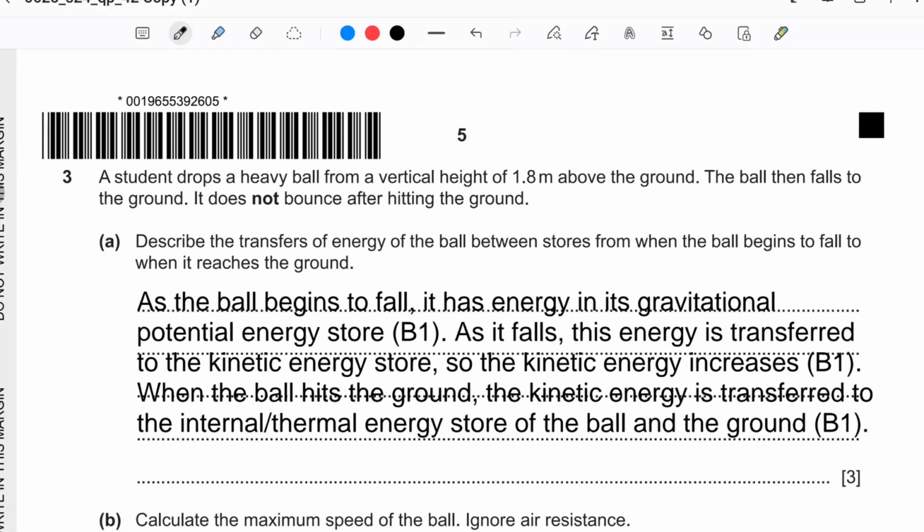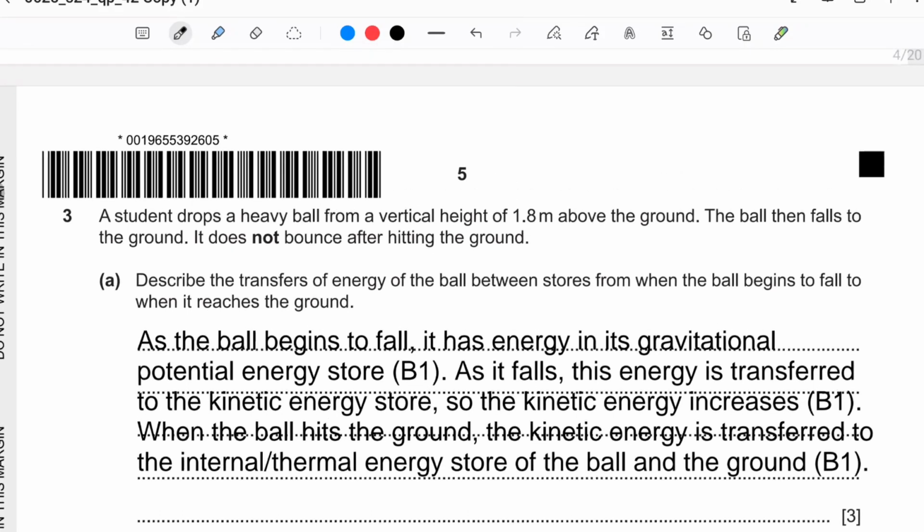The third question. A student drops a heavy ball from a vertical height of 1.8 meters above the ground. The ball falls to the ground and does not bounce after hitting the ground. So there's a ball, and it's at 1.8 meters from the ground. And now the student drops this ball.